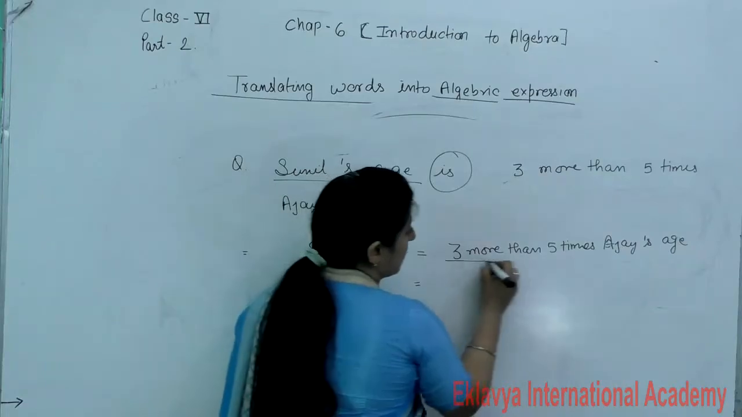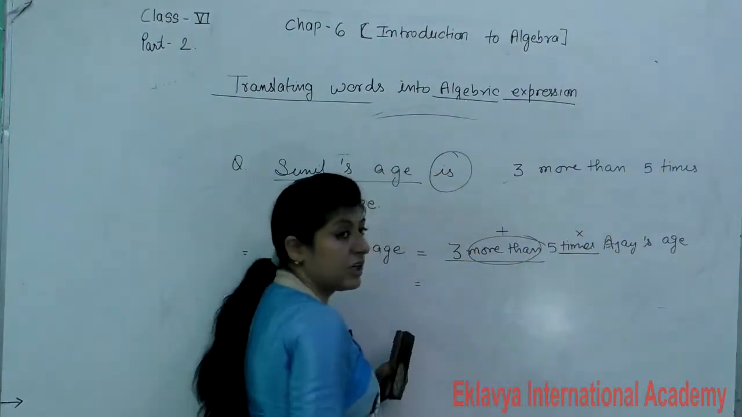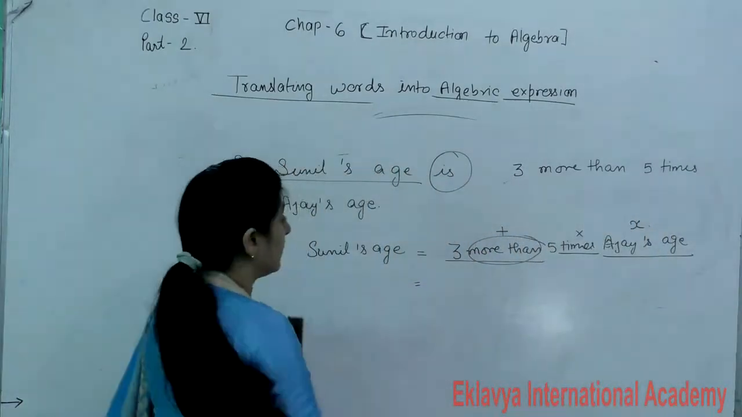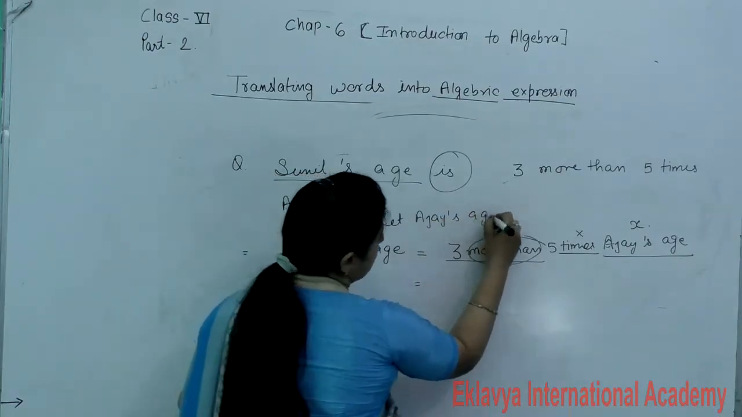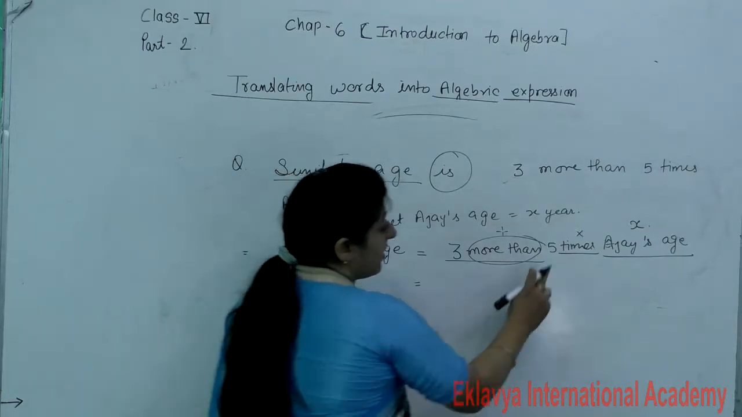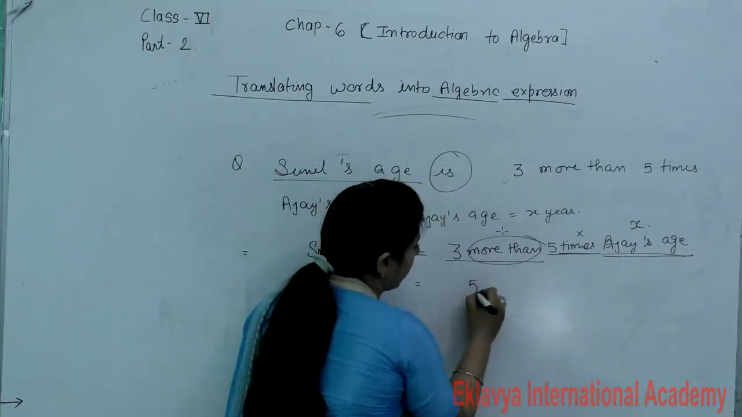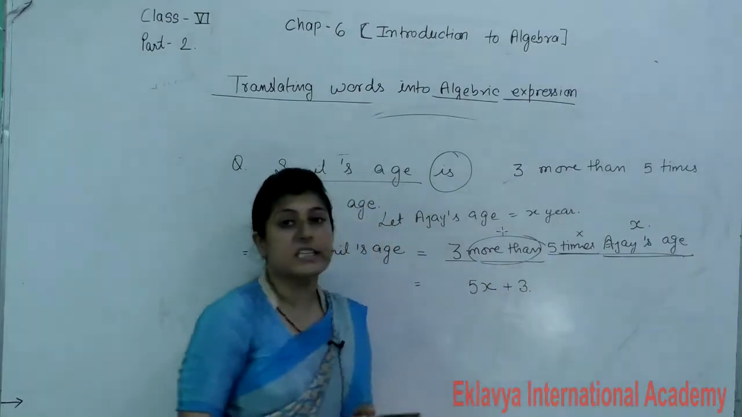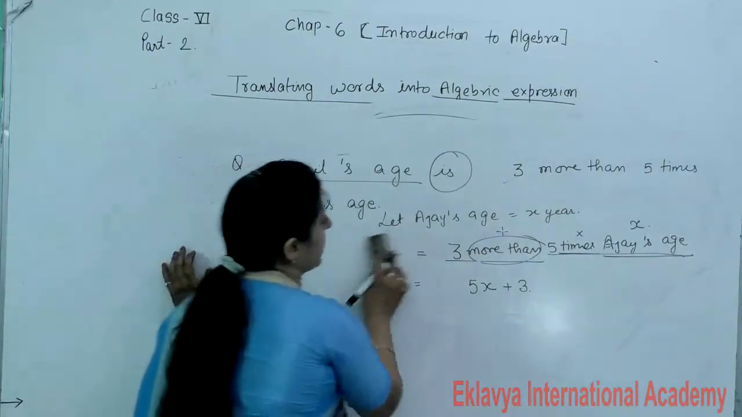3 more than means we put a plus sign, times we multiply. We don't know Ajay's age, so we write x. Let Ajay's age be x. Then Sunil's age is 3 more than 5 times Ajay's age. Firstly we perform the 5 times, which means 5x. 3 more than means plus 3. So this type we write this statement algebraically.